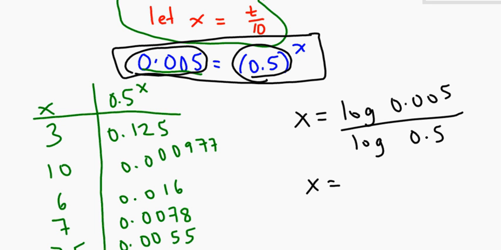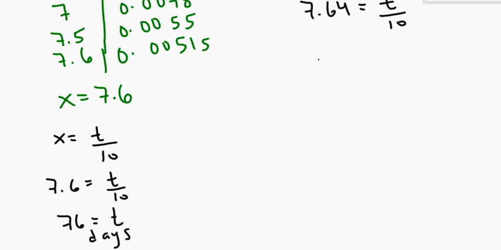And then I just type this into my calculator. So log 0.005 divided by log 0.5 is 7.64. Haha, I was pretty close. And again, if x is 7.64, exactly like we just did, solve for t. So t would be 76.4 days. I got that through guess and check. It just took me a little while longer.